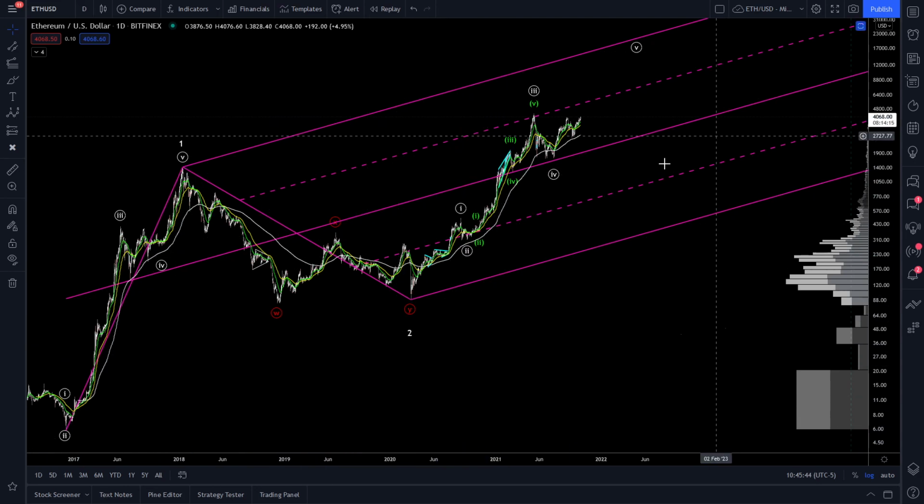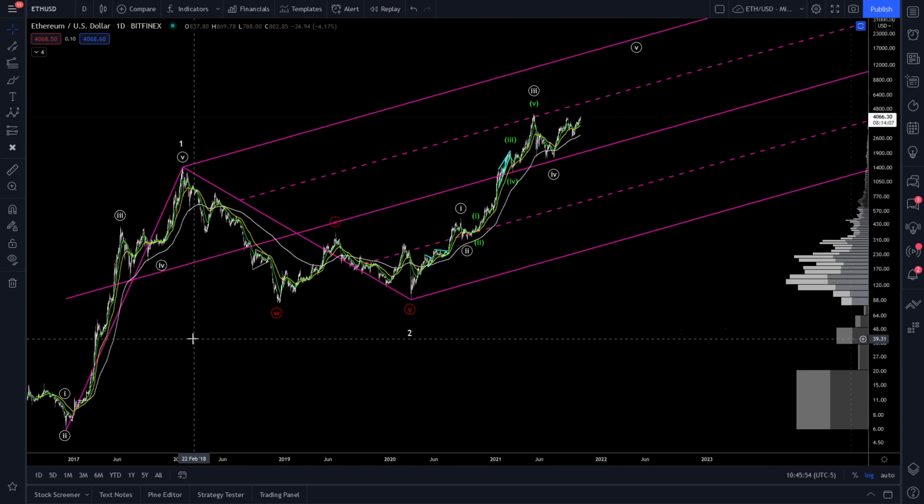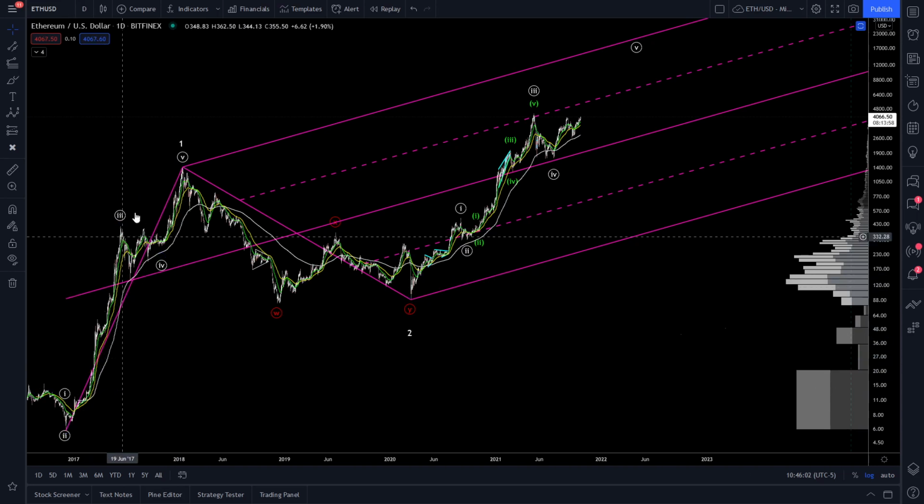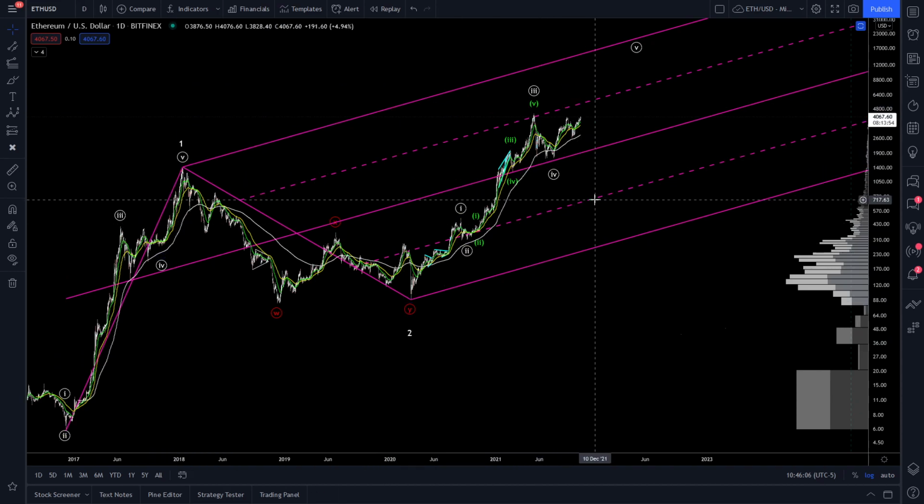Whenever I take a look at any asset, I like to start from the highest time frame and then work my way in. So I'm on the daily chart here for Ethereum to US dollar on Bitfinex. And then what I like to do is look at market structure, market geometry really. So what we have here is a very large Andrews pitchfork. I think that's containing prices very well.